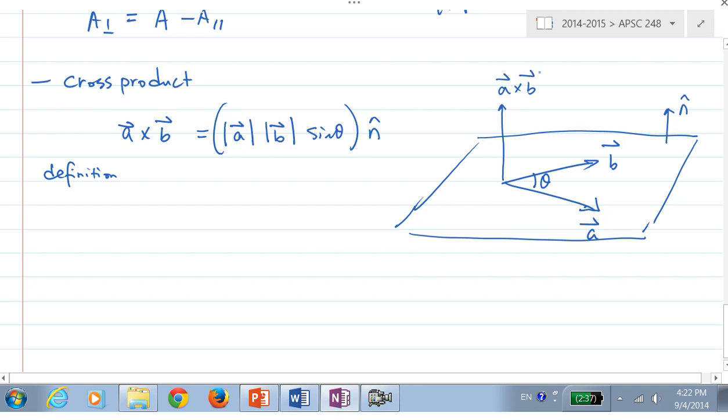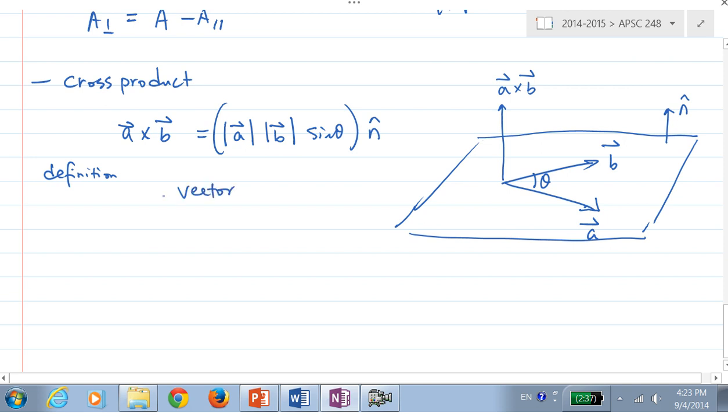You might wonder, does A cross B go in the other direction? Maybe the other direction is also perpendicular to the plane, right? But you have to make sure it satisfies the so-called right-hand rule. For the right-hand rule, curl your fingers from A to B, and the thumb is the direction of A cross B.